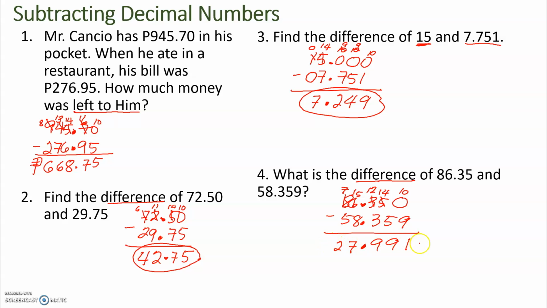So we have now the answer. The answer is 27 and 991 thousandths. That's it. That's how we subtract decimal numbers.